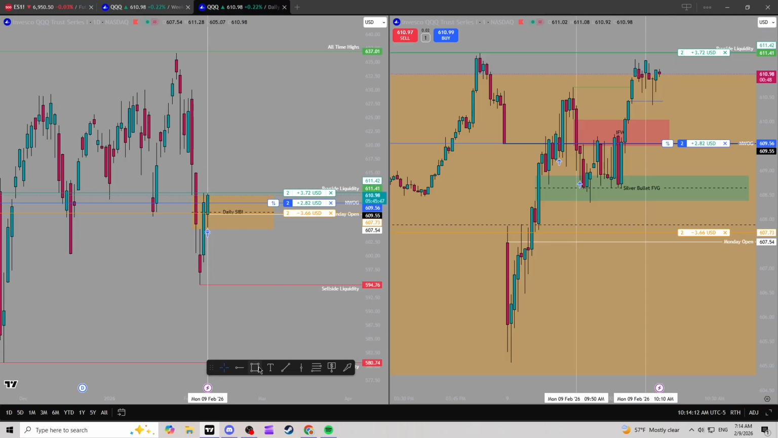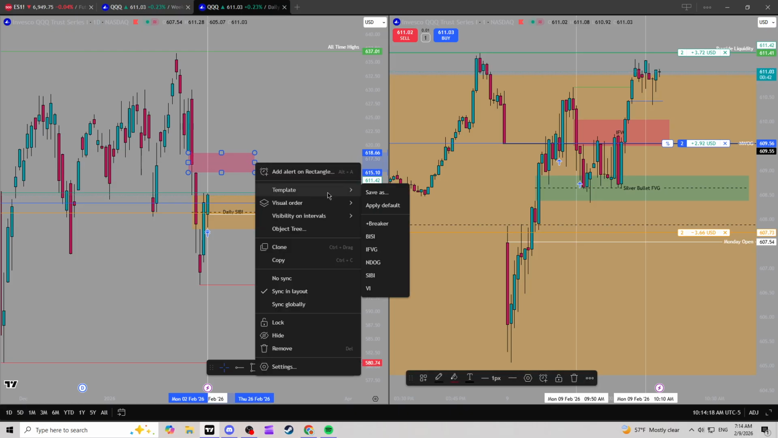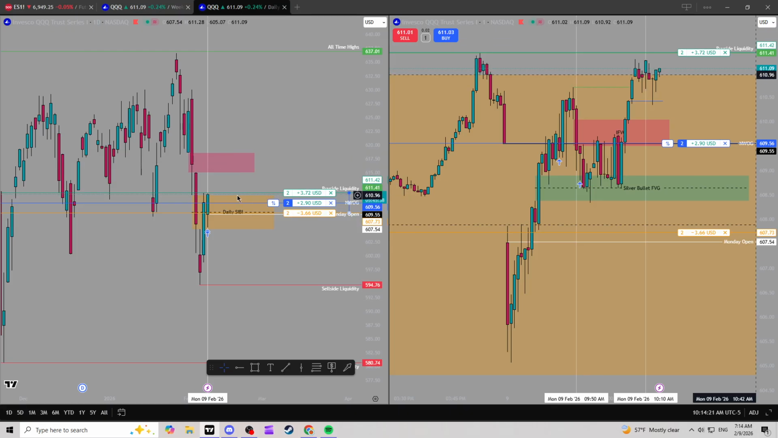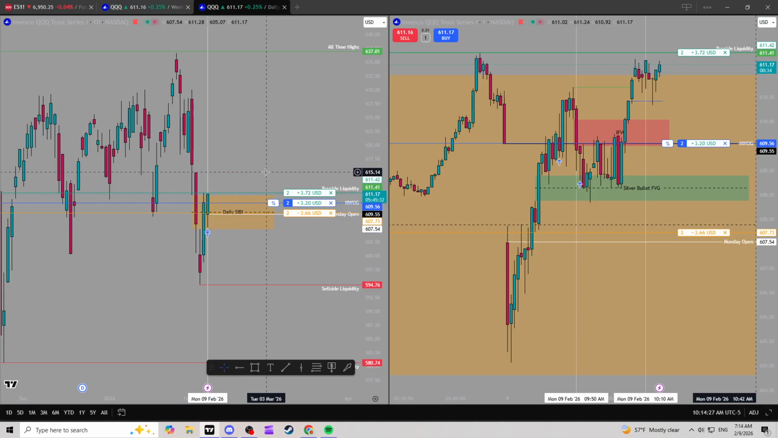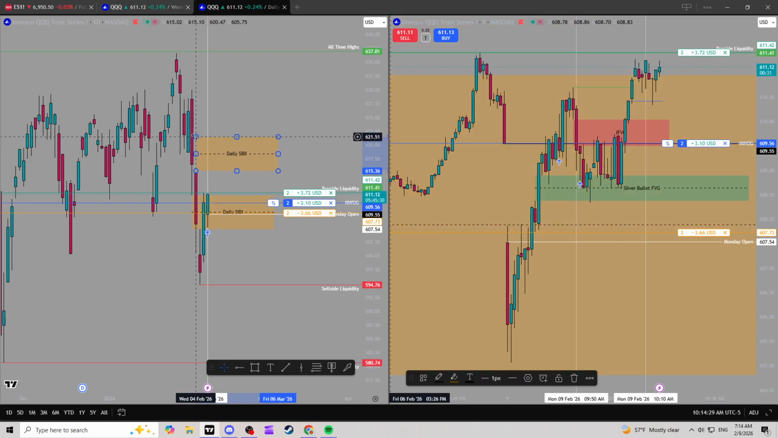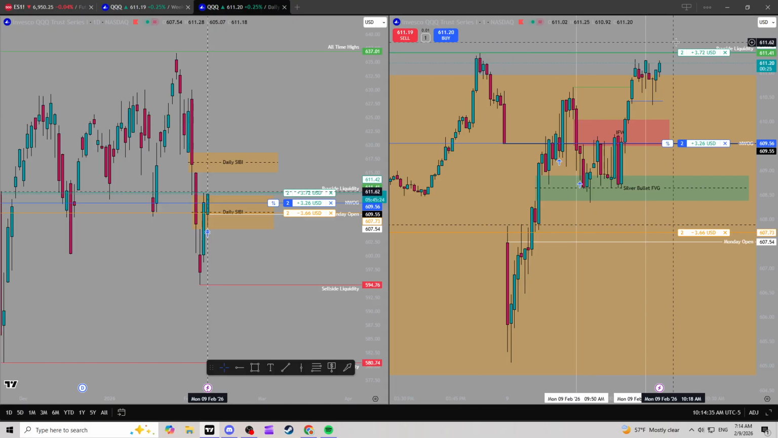Another potential place that price can be going to is this CIBI on the daily chart. I'm actually going to just copy paste this right here. Come on home, baby. Come to Papa.